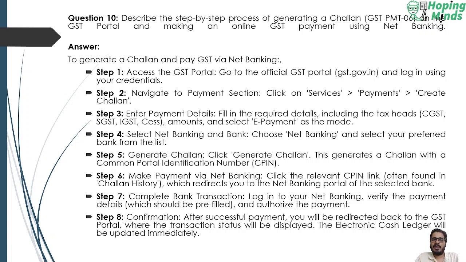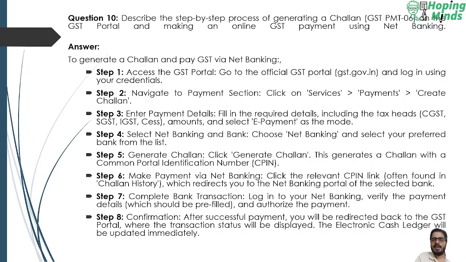Then we have to enter the payment details, filling in the required details including the tax head, that is the CGST, SGST, IGST and cess amounts, and select e-payment as the mode. We have to be very careful while entering the amounts in the CGST, SGST, IGST and cess, because there are other options also like payment against penalty or late fee. So we have to be very cautious while entering the amounts. We have to correctly enter in the tax fields, then late fee fields, then interest fields and penalty fields.